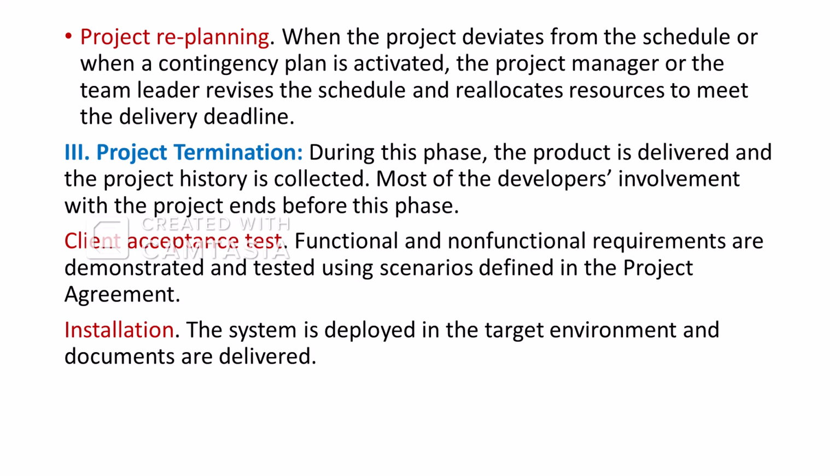The first one is the client acceptance test. Functional and non-functional requirements are demonstrated and tested using scenarios defined in the project agreement. So we should confirm whether the client accepts the project or not. So we should test it. Another step that we should follow in project termination is installation. The system is developed or deployed in the target environment and documents are delivered.